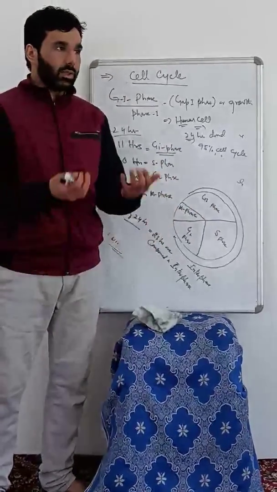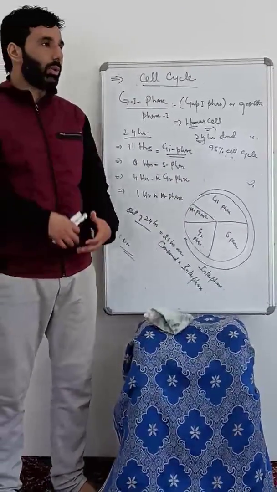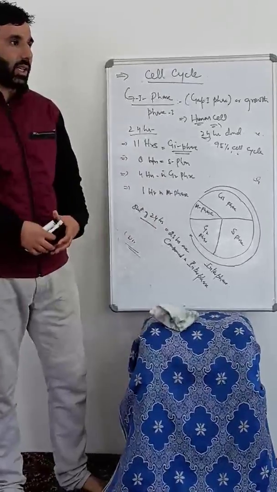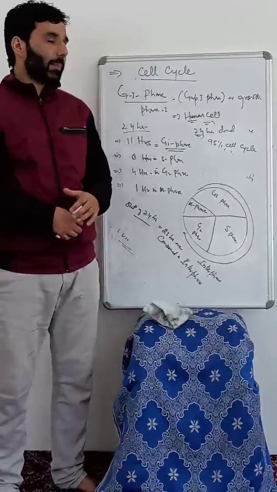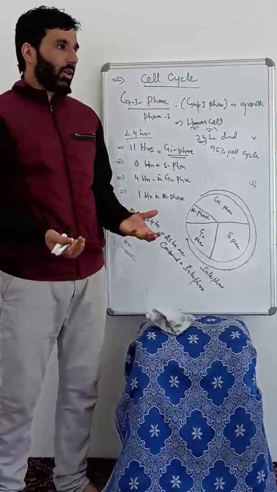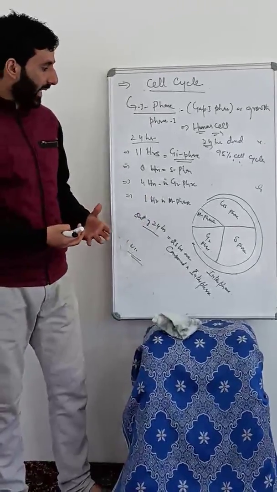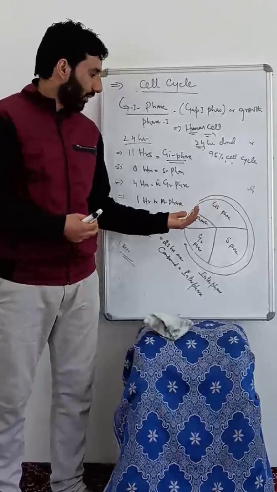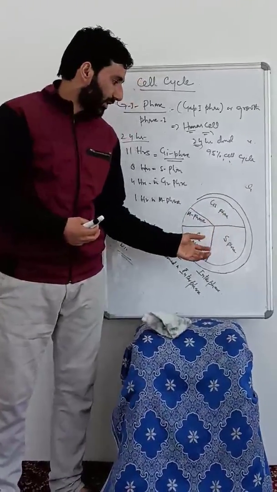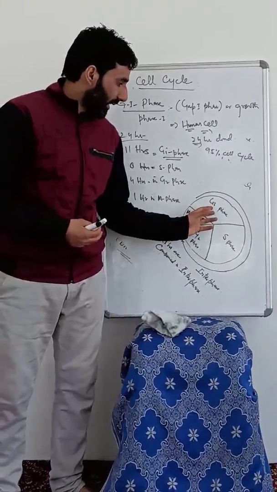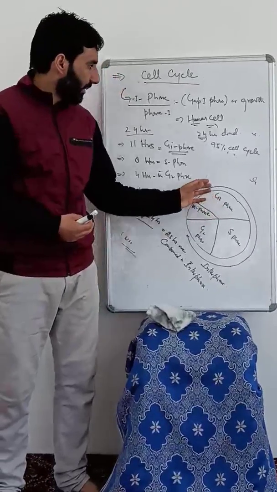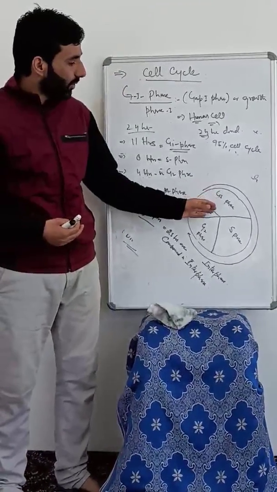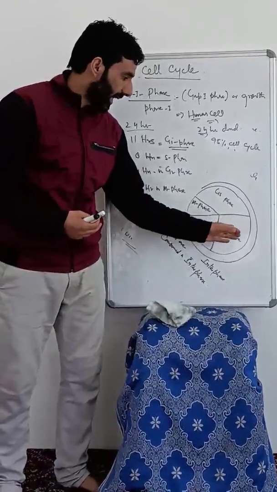That's in the G1 phase, there is pooling of amino acids, pooling of nucleotides, formation of RNAs, and then duplication of the organelles, and then formation of enzymes for the S phase to commence. Then after this G1 phase, preparations are made in the G1 phase. The cell now enters into the next phase, that's S phase.